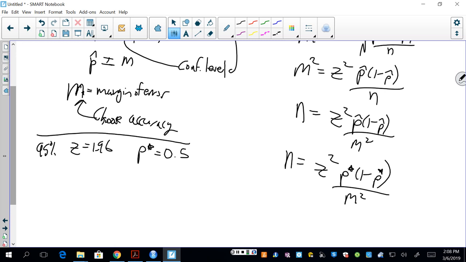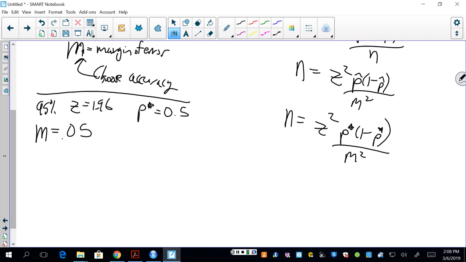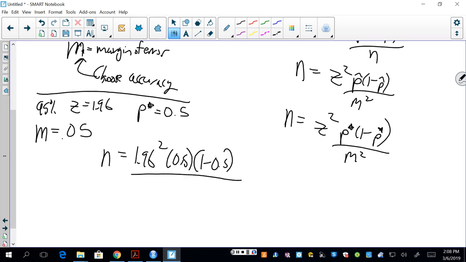M depends on what you want. Right? So let's say we want to do estimation of the estimate plus or minus 5%. Right? Then M is going to be 0.05. So that would be something you would choose. And so then we can calculate a sample size. So n would be 1.96 squared, that p star is 0.5, times 1 minus 0.5, and then over M squared, which is 0.05 squared. And this comes out to be about 384 or so.